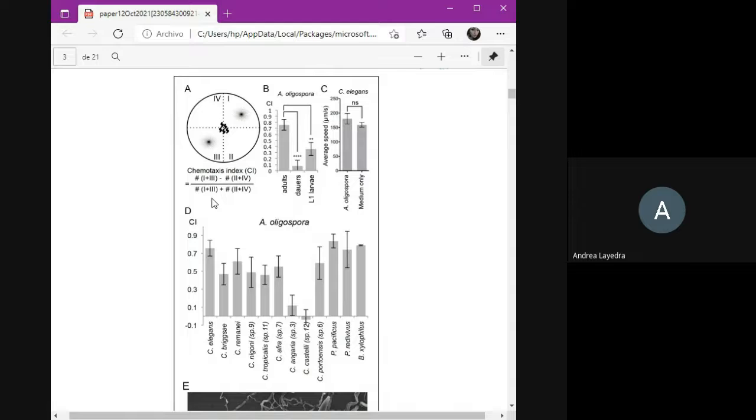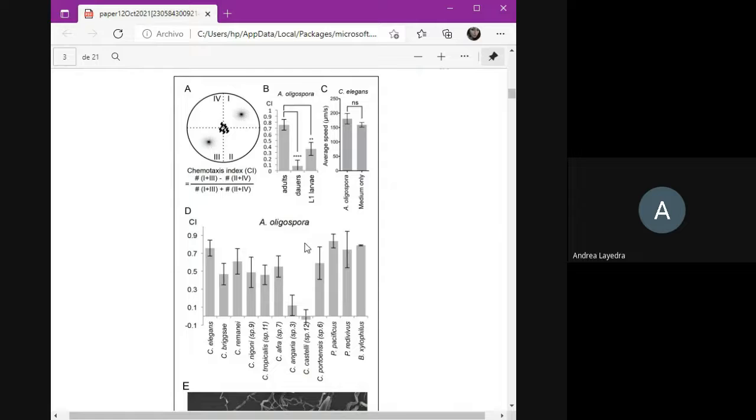They found that the adult C. elegans were consistently attracted to oligospora, suggesting that the fungus may lure the worms by producing compounds that are attractive to them. This strong attraction was only observed in the adult animals. Dauers and L1 larvae exhibit much weaker attraction to oligospora.